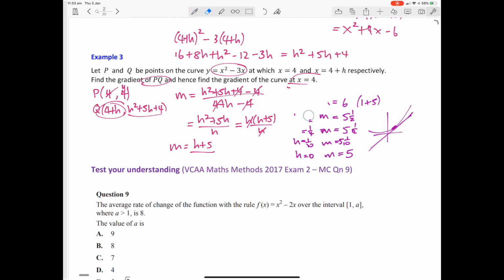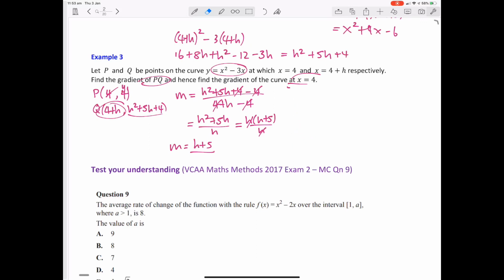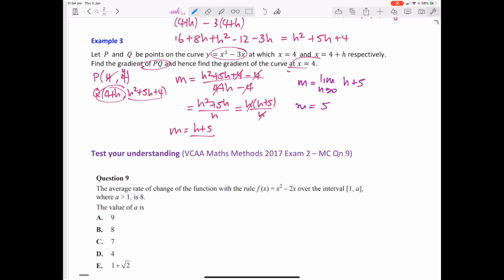So in this case here, if we wanted to find the exact gradient, we can say m is equal to the limit as h approaches 0 of h plus 5, which is 5. So that's our exact gradient at the point 4. We're just letting the difference between those 2 points approach 0. As it approaches 0, my gradient approaches 5.